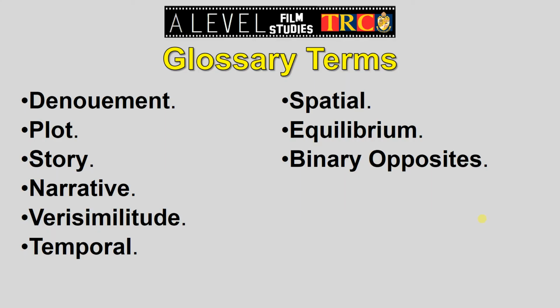Here are some glossary terms to add to your glossary: denouement, plot, story, narrative, verisimilitude, temporal diegesis, spatial diegesis, equilibrium, binary opposites, and we can probably add verisimilitude to that as well.